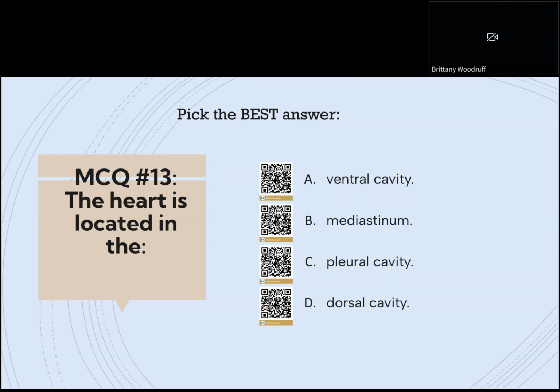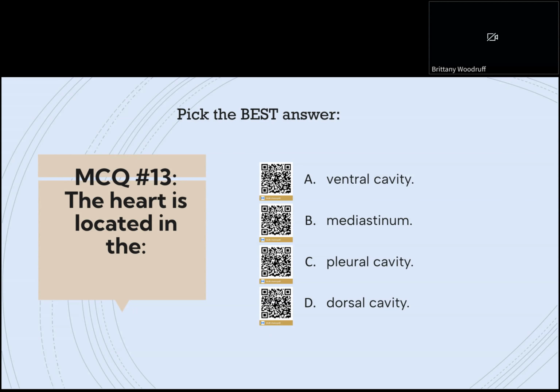The heart is located in the mediastinum. Okay, the mediastinum is inside of which cavity? Thoracic. Thoracic cavity. The thoracic cavity is inside of which cavity?